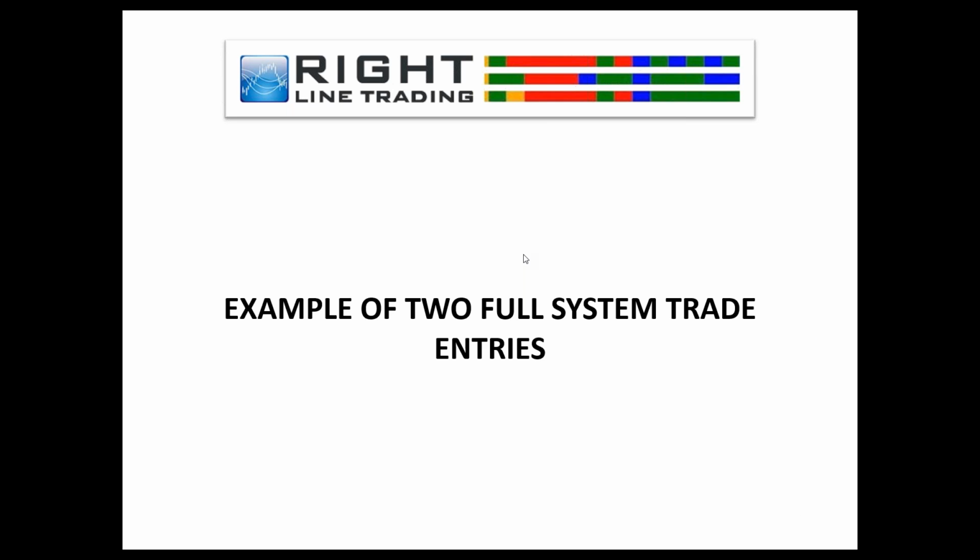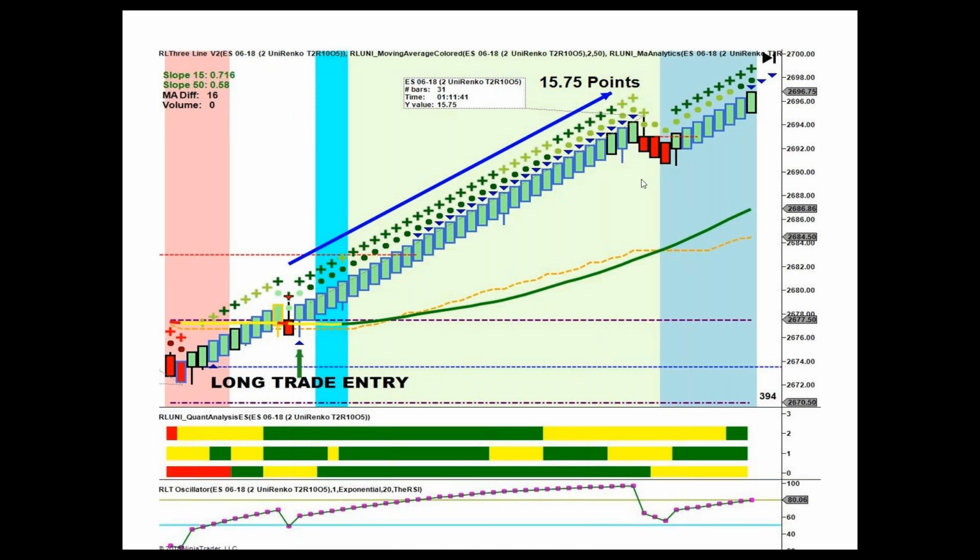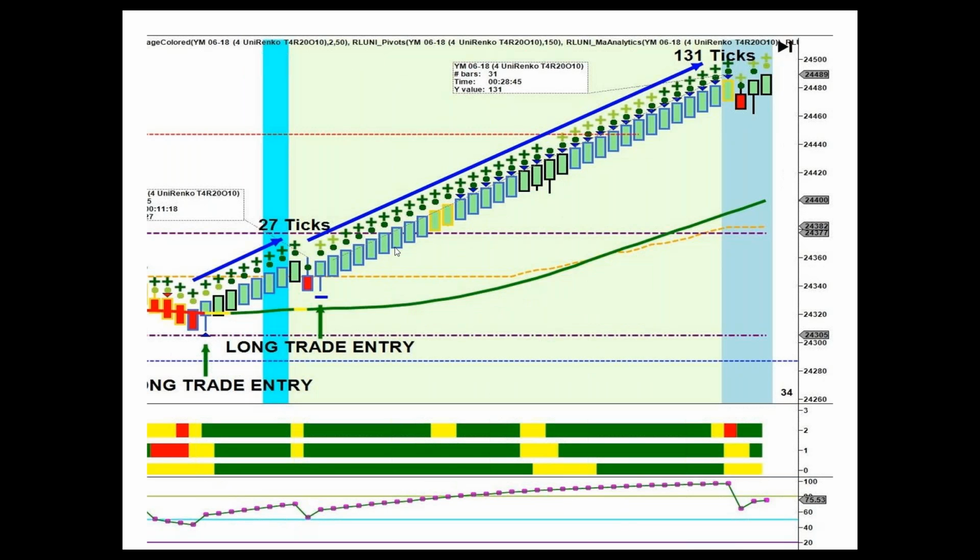Now, this is an example of two full system entries. It looks real complicated, but it's not. And I'm not even going to talk about it because I want to go over the components first.